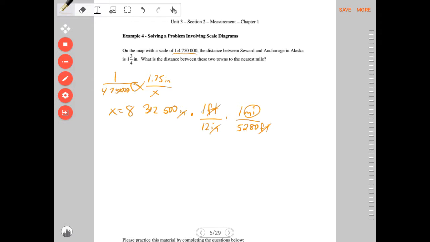So 8,312,500 times 1 times 1 divided by 12 divided by 5280. If we do all those calculations, x works out to 131 miles between Seward and Anchorage. So 1 3/4 inches on the map works out to 131 miles in real life.